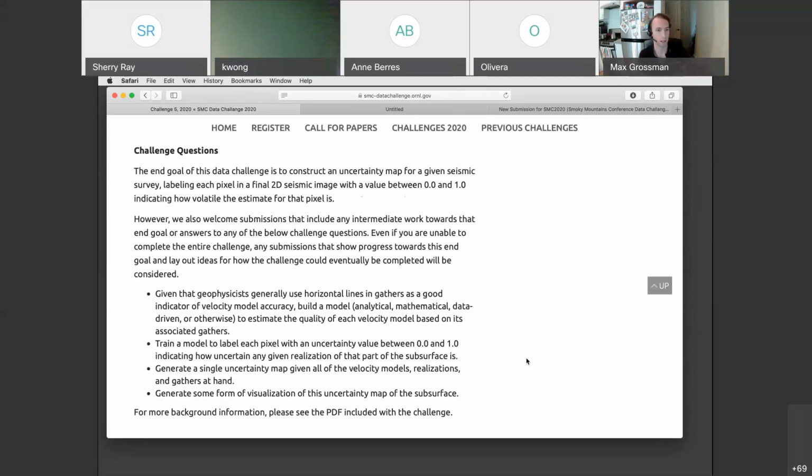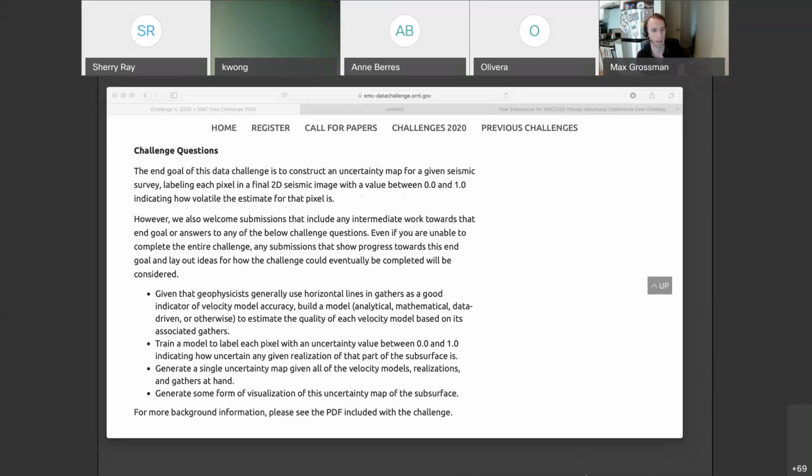So what we're interested in seeing is how we can use all of these different realizations of our seismic volume to understand where in our seismic region we are extremely uncertain and really just guessing, versus where we have a lot of certainty, and small changes and tweaks to the velocity model don't really make much of a difference.